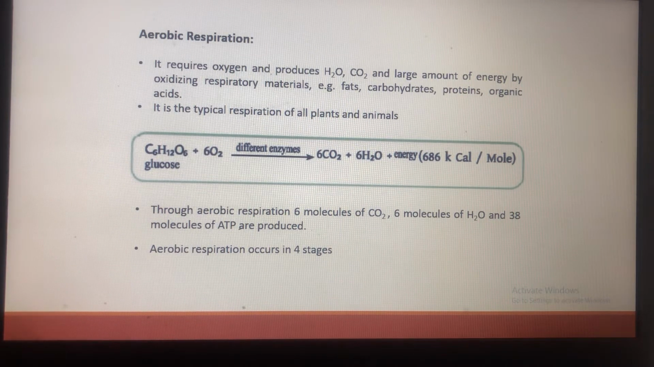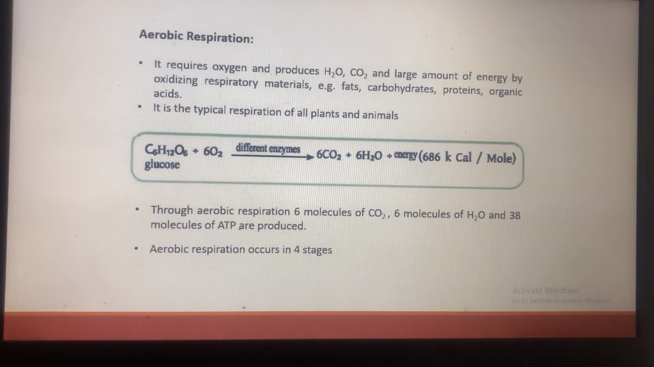For example, it can be either fat or carbohydrate type of food, or protein, or it can be some organic acids. The main type of respiration that is seen in most plants and animals, with a few exceptions, is aerobic respiration, and hence it is known as the typical respiration process.